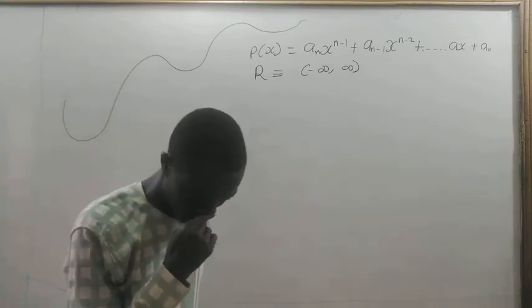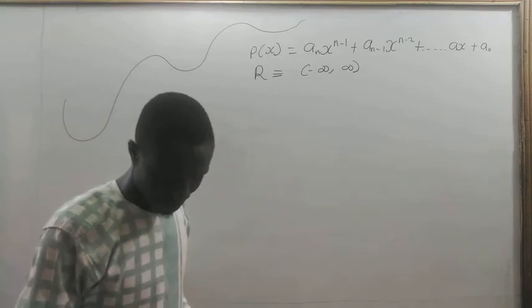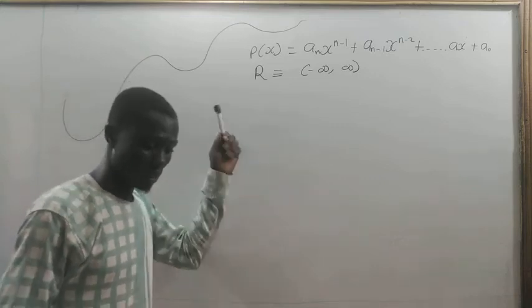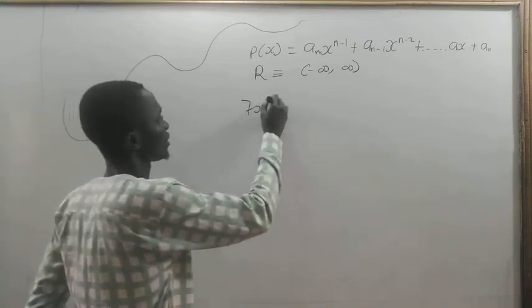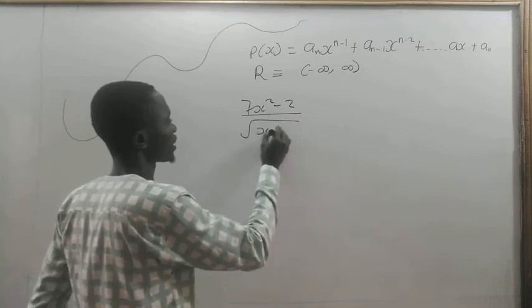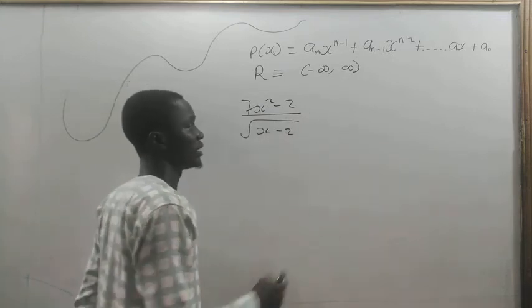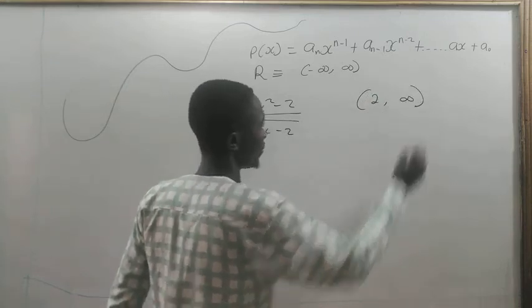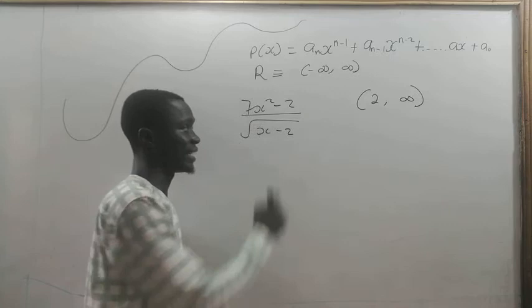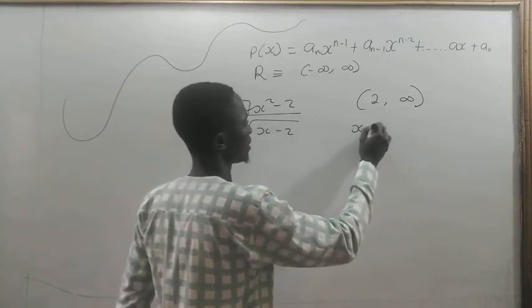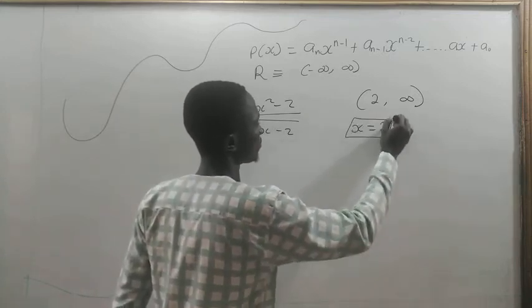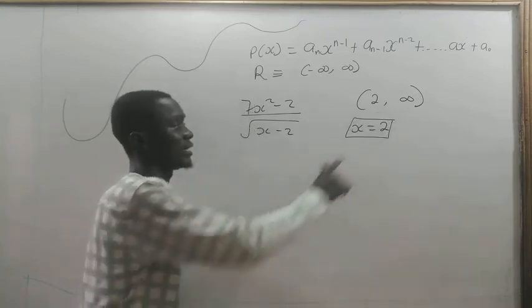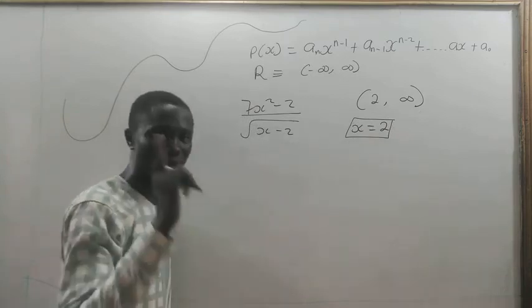The next example is this one. Now I did not state the point of discontinuity. It was 7x squared minus 2 divided by square root of x minus 2. So this function is continuous on this interval 2 to infinity, and it is discontinuous at x equal to 2. This is the interval of continuity, and this is the point at which the function is discontinuous.